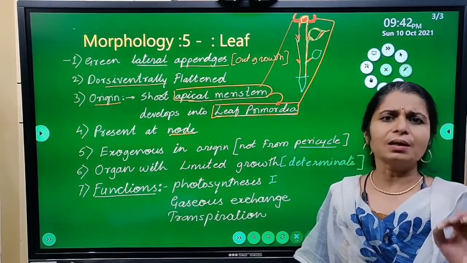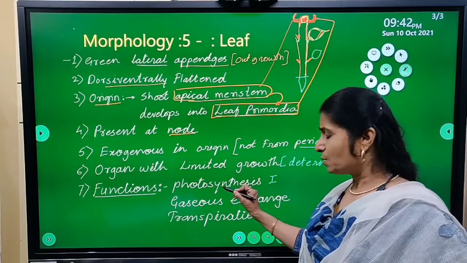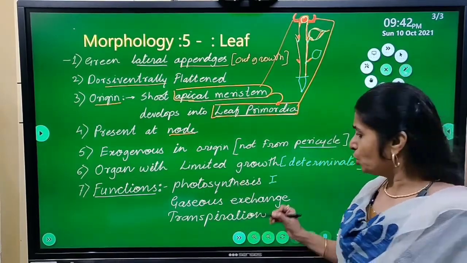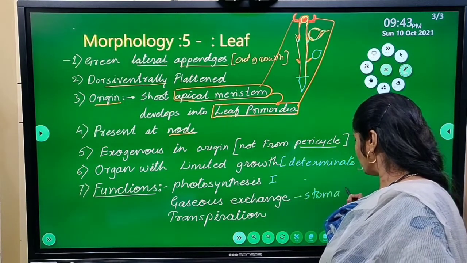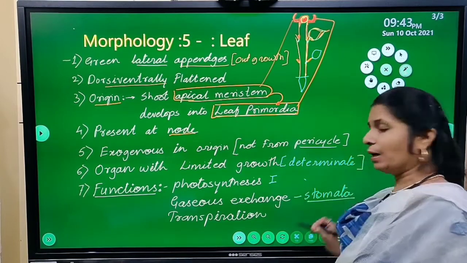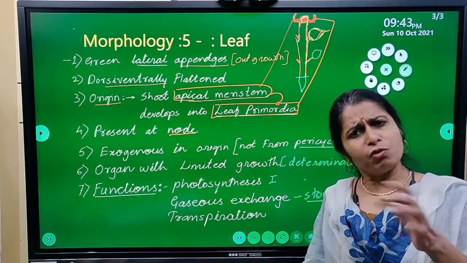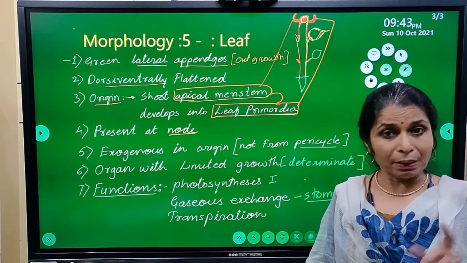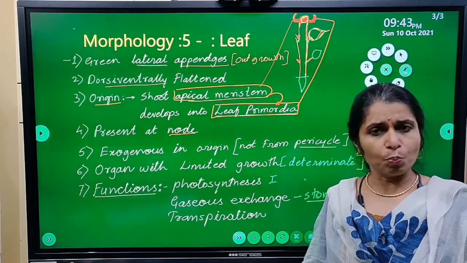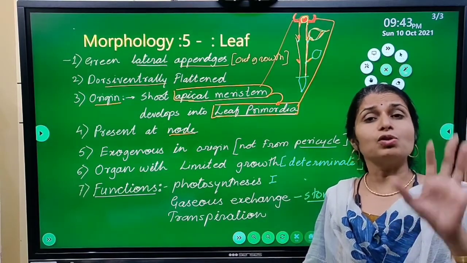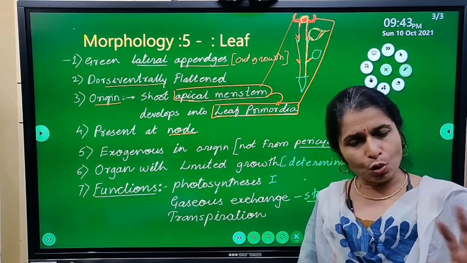And the main functions, as you know, one very important function at priority is photosynthesis. Every leaf which is green in color performs photosynthesis. For photosynthesis it needs gaseous exchange, so for gaseous exchange it has stomata. Remember, stomata perform gaseous exchange for photosynthesis as well as respiration. But the main point is, when stomata open, photosynthesis occurs. Stomata open, photosynthesis on. Stomata close, photosynthesis stops. Whether stomata are open or closed, respiration will go on.